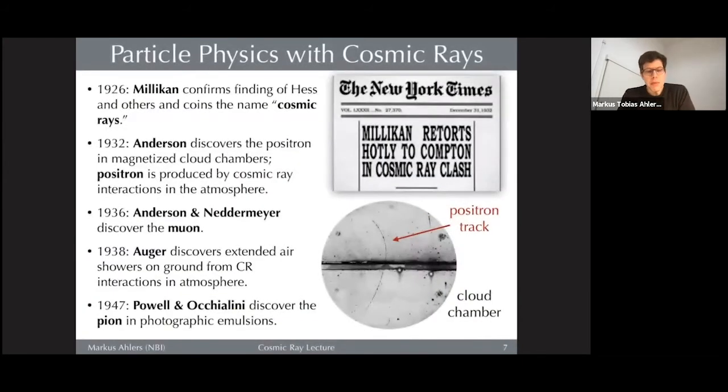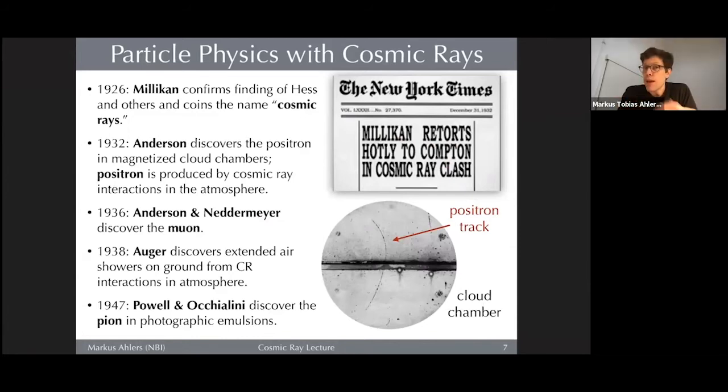So as I said, Millikan was actually the one who coined the word cosmic rays for this extraterrestrial radiation. And he was apparently also very visible in the media at that time. So this is here a newspaper article from the New York Times in 1932, where the New York Times reports the clash between Compton and Millikan. I'm not sure what the quarrel was about at that time, but this was very, very visible in the media.